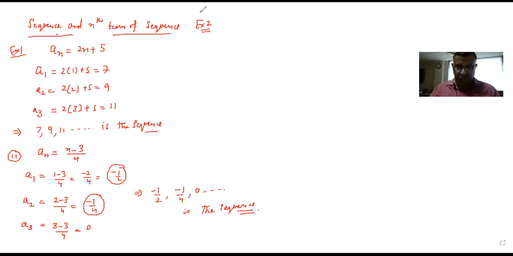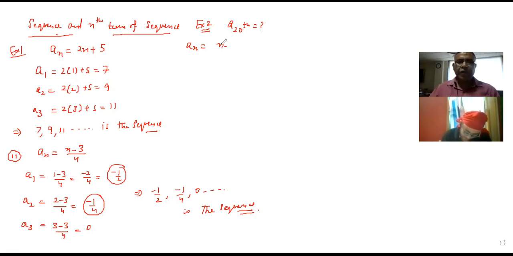Come to example second. What is the 20th term of the sequence? So I want to get the 20th term of the sequence. An is equal to n minus 1, 2 minus n, 3 plus n. So a20 is 20 minus 1, 2 minus 20, 3 plus 20.